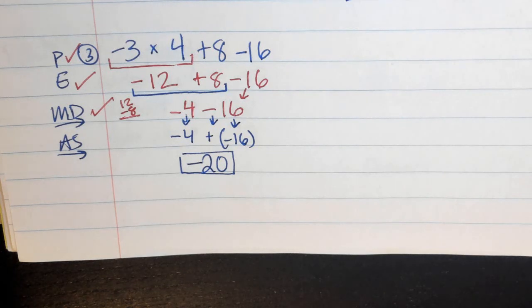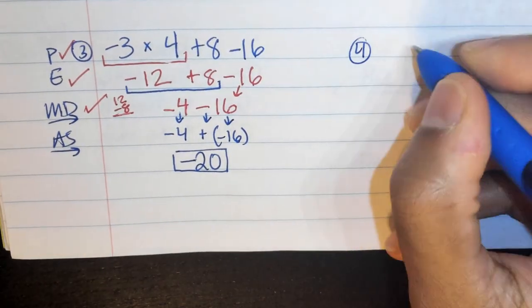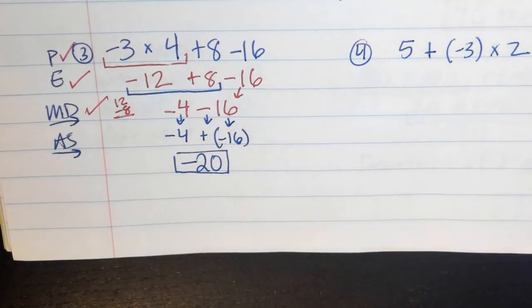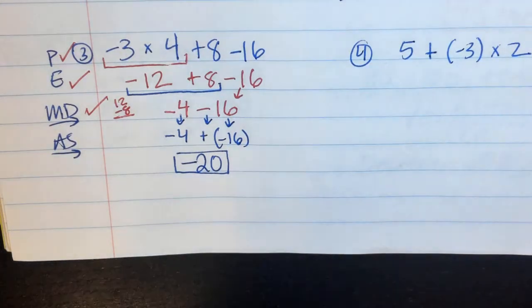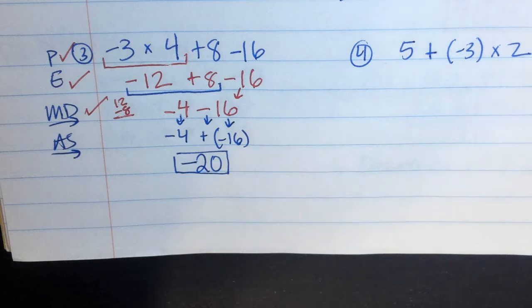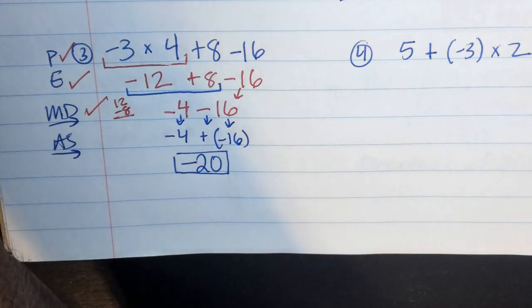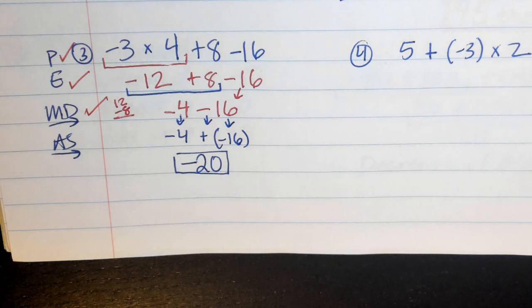Okay, questions before we move on. Questions. Any questions? Okay, I'm going to give you one last question, and then you can take a break. Then we'll come back and check. Let's do 5 plus -3 times 2. This will be the last question we do in here. I'm going to give you 2 minutes to do this question. We'll review it, and then you can take your break. Take 2 minutes to do that, then we'll review.